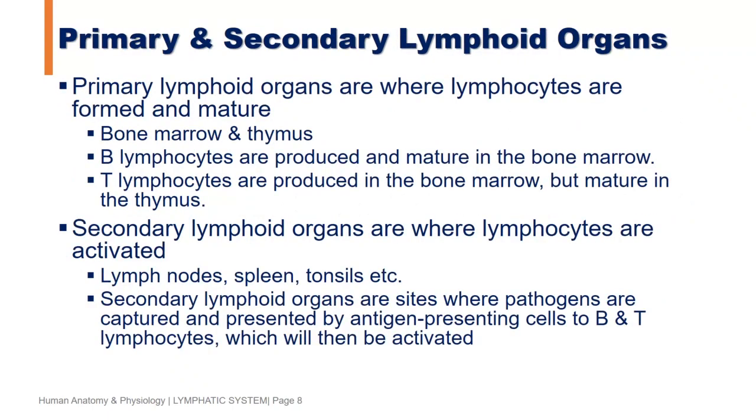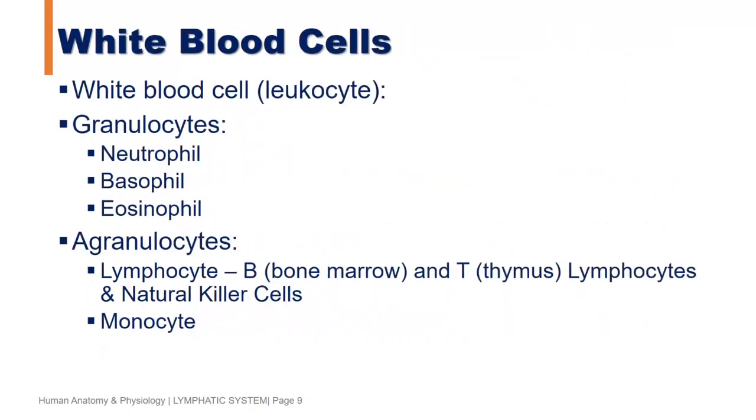Primary lymphoid organs are where lymphocytes are formed and mature: bone marrow and thymus. B lymphocytes are produced and mature in the bone marrow. T lymphocytes are produced in the bone marrow but mature in the thymus. Secondary lymphoid organs are where lymphocytes are activated: lymph nodes, spleen, tonsils, etc. Secondary lymphoid organs are sites where pathogens are captured and presented by antigen-presenting cells to B and T lymphocytes, which will then be activated.